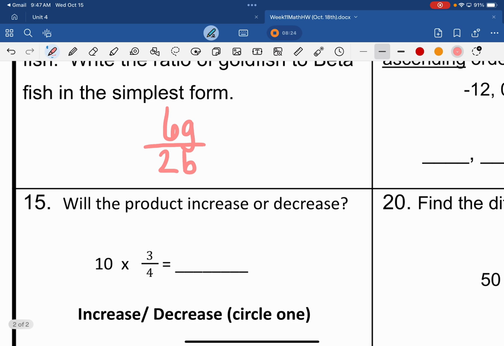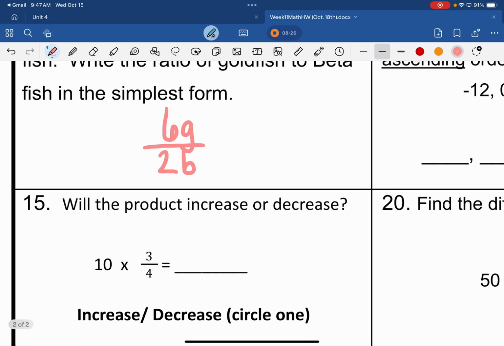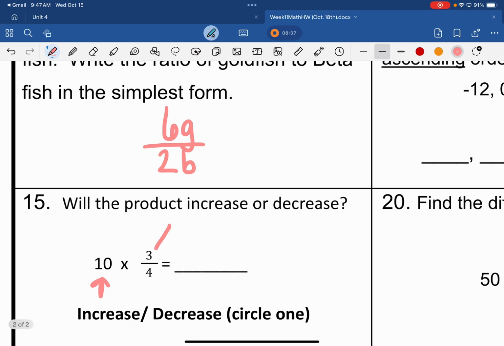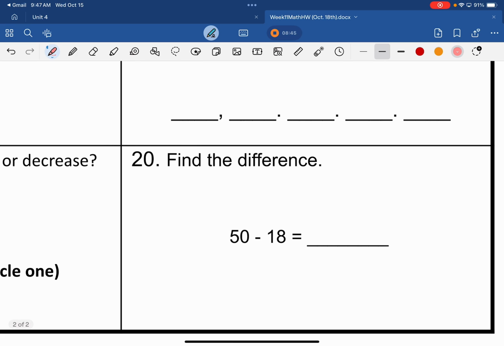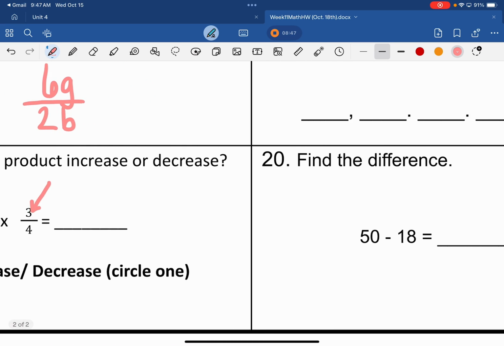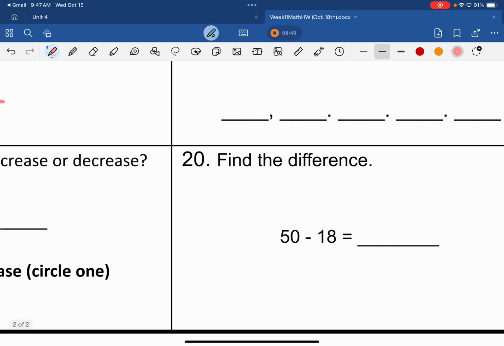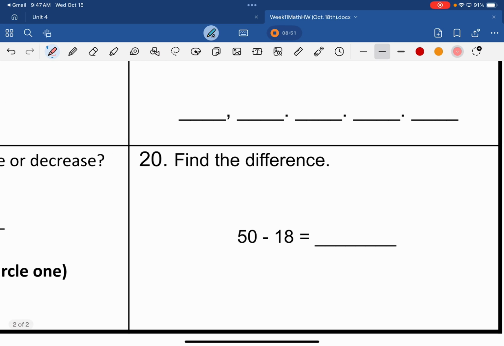Will this product increase or decrease? Well, if you multiply any number, this one is 10, by something greater than 1, it's going to increase. If you multiply it by something less than 1, it's going to decrease. This right here is a regular fraction, meaning it's less than 1. 3/4 is less than 1. 4/4 would be 1.